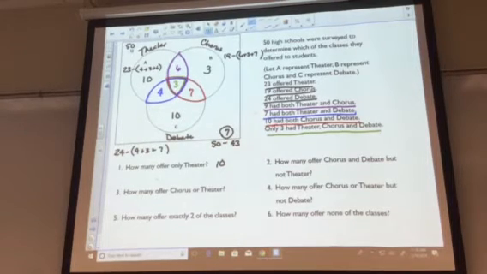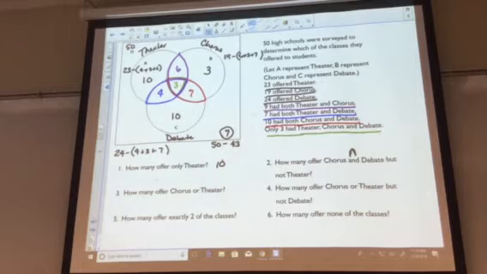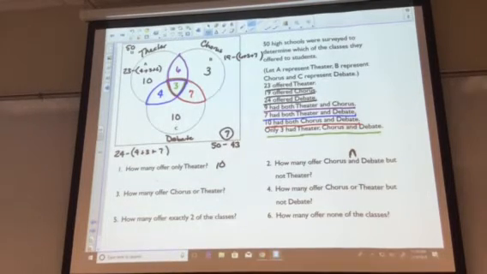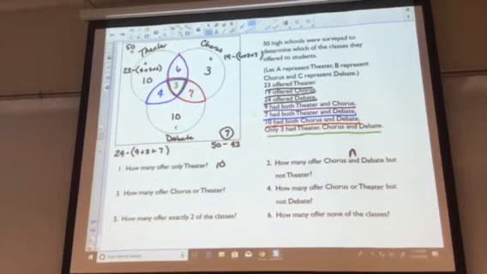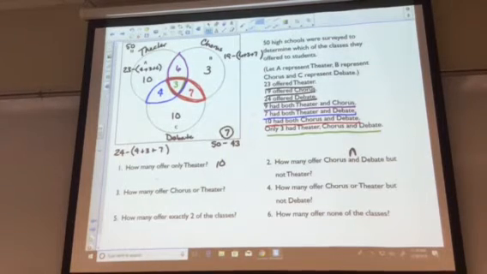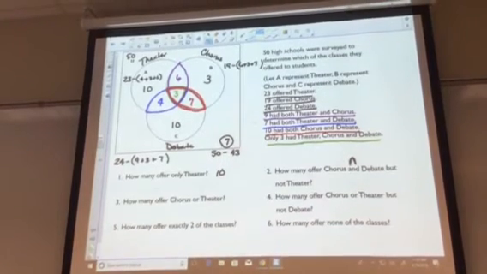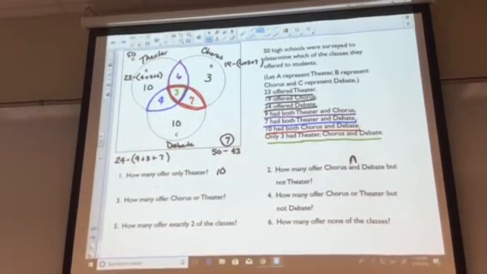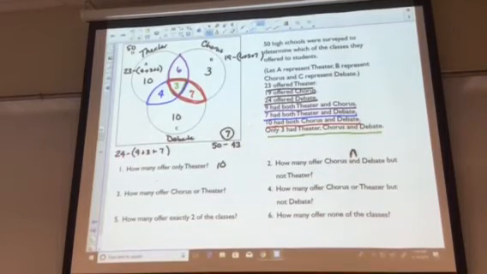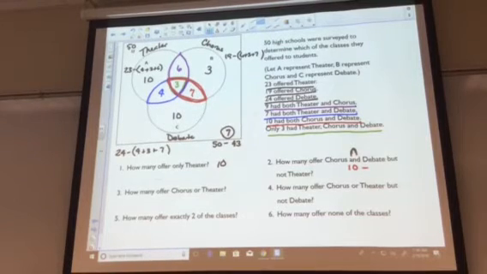Number 2, how many offer chorus and debate? Chorus and debate is an overlapping section, not a total, it's a shared section. Chorus and debate is this piece right here. That's my starting point. But, and there's always a but, isn't there? But, not theater. So the 10 people that are in chorus and debate, take away all the people that belong to theater.